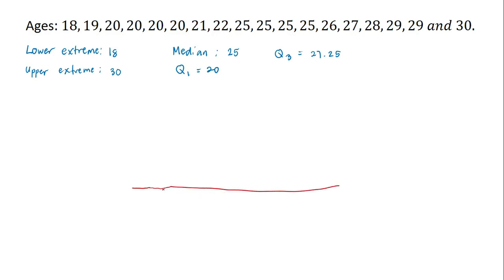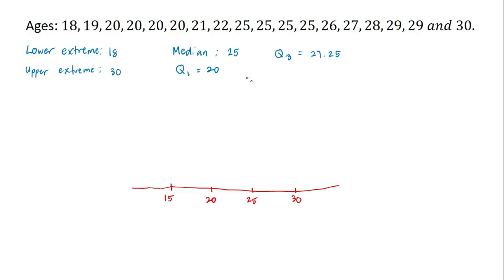Say we could start with 15. Since our smallest value is 18, maybe we could start with 15. Then after that, by 5, so we have 20, 25, and 30. So 15, 20, 25, and 30. Now, class, after making this line, we need to locate the median.